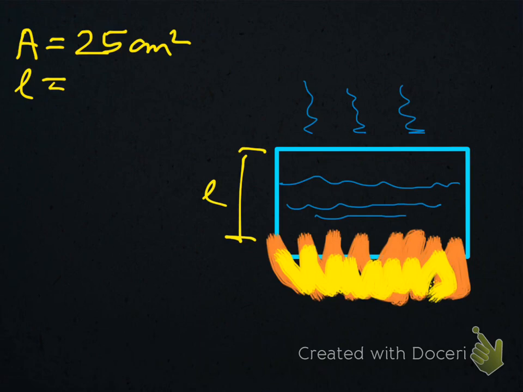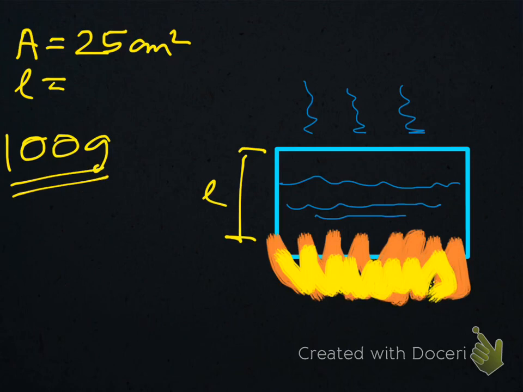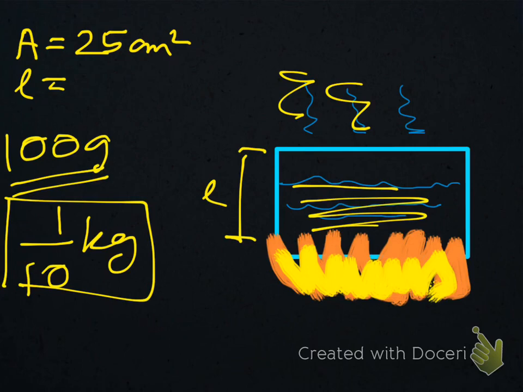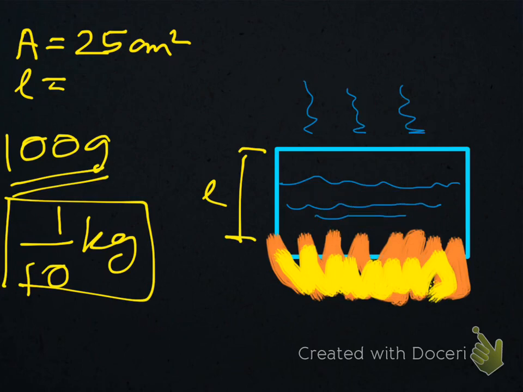So in the steady state after the boiling starts, it has been said that 100 gram of water is converted into steam per minute. So what does this mean? 100 gram of water is basically 1 by 10 kg of water. So in the steady state, 1 by 10 kg of water, which is in the liquid form, is converted into steam.